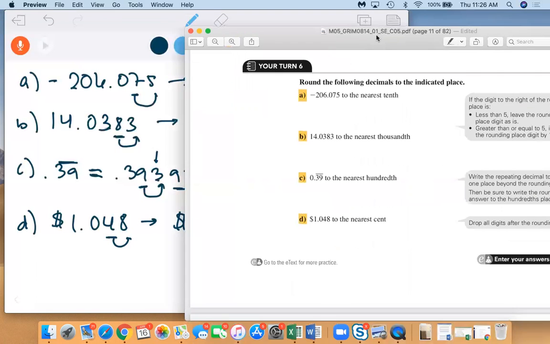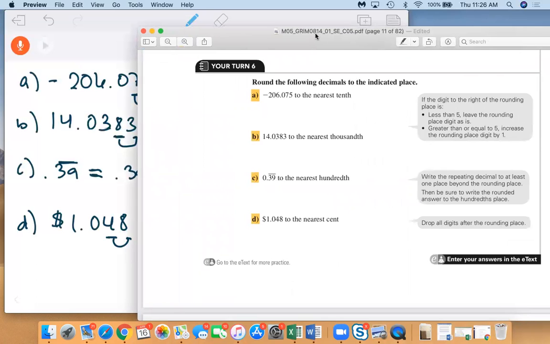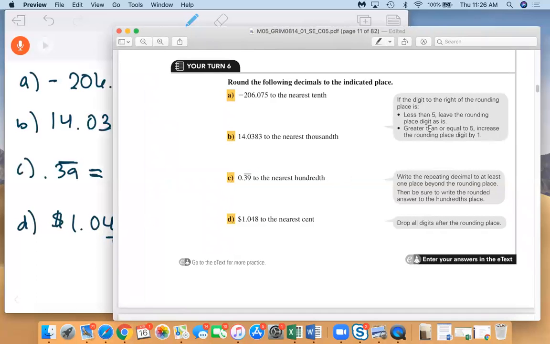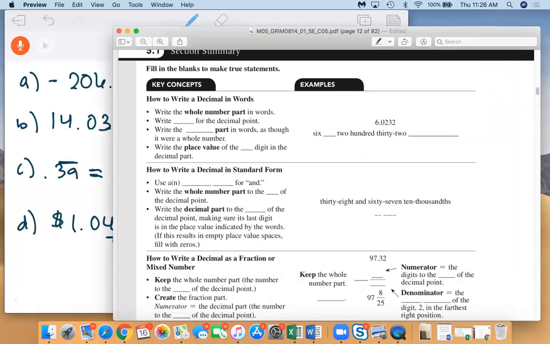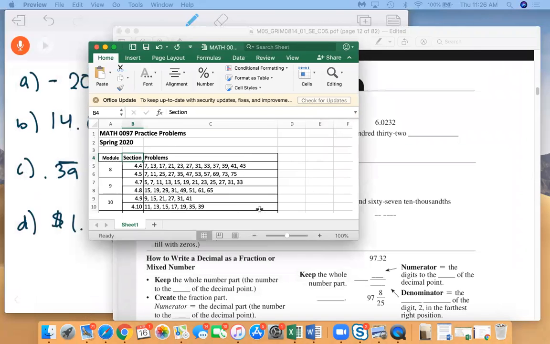All right, any questions about rounding to decimals? If you're having a hard time remembering which decimal place you're looking at, make sure to go back to that chart. It goes tenths, hundredths, thousandths, ten-thousandths, all that. So make sure you follow along with that. All right, let's go down. That was 5.1. That's awesome. We're starting to catch up. So let's go down a little bit.